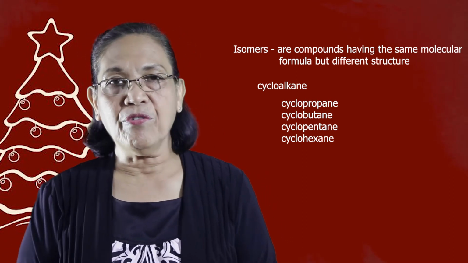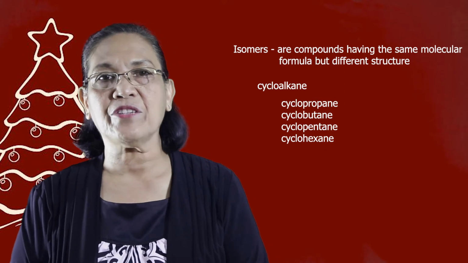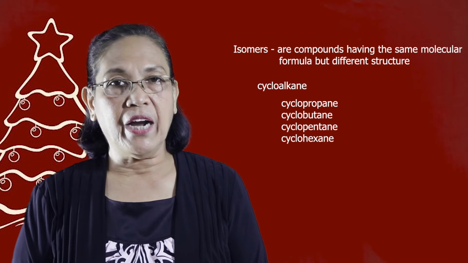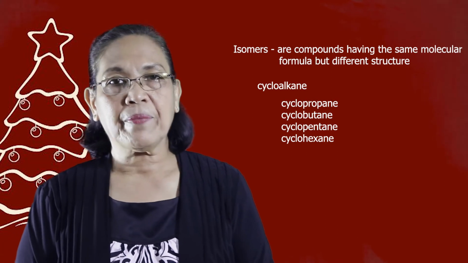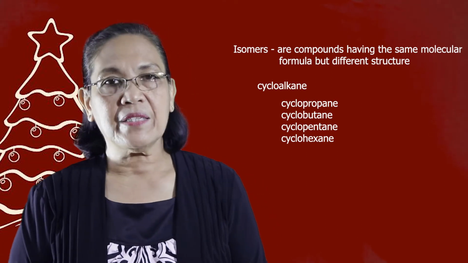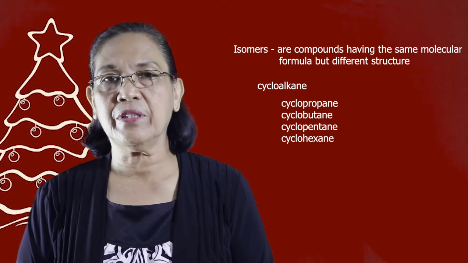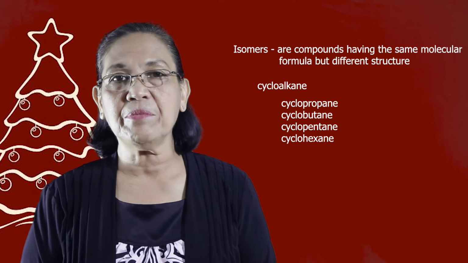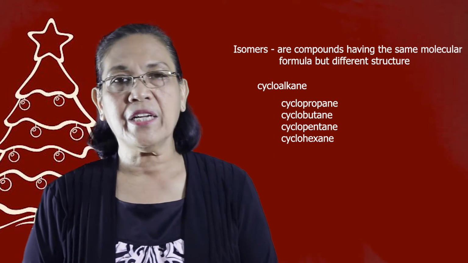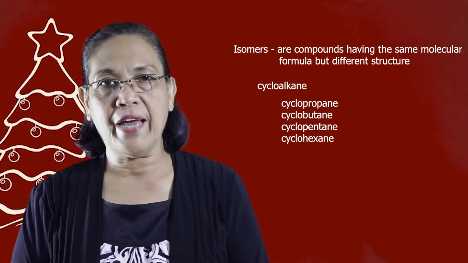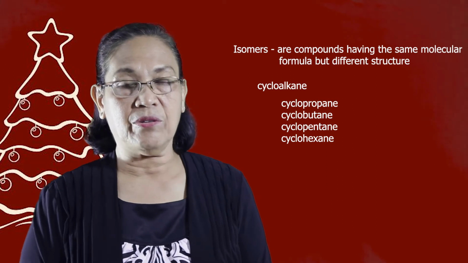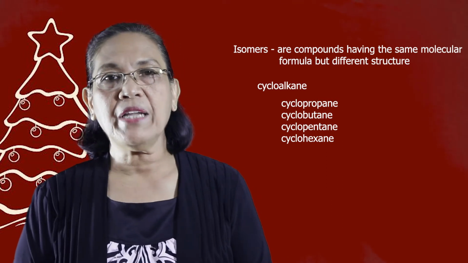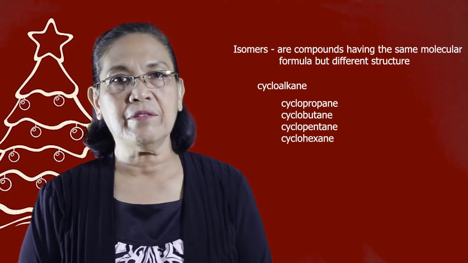Now, if there are 4 carbon atoms in a cyclic structure, it is called cyclobutane. If there are 5 carbon atoms placed in a cyclic structure, it is called cyclopentane. If there are 6 carbon atoms in a cyclic structure, it is called cyclohexane, and so on and so forth. So those are some examples of the common alkanes and the cycloalkanes.